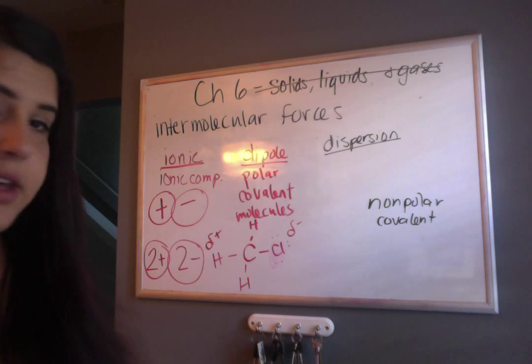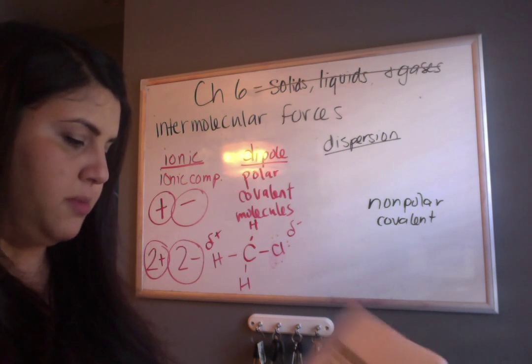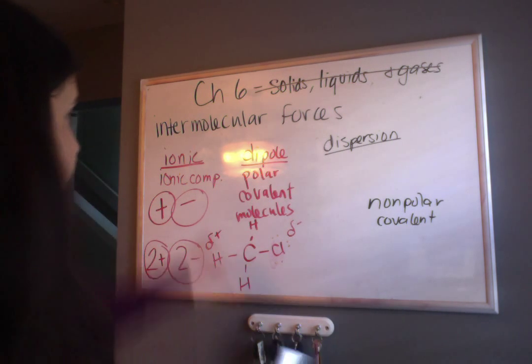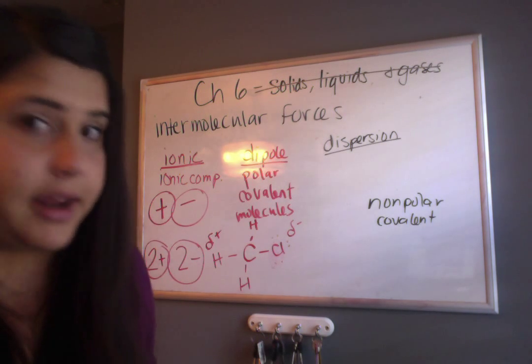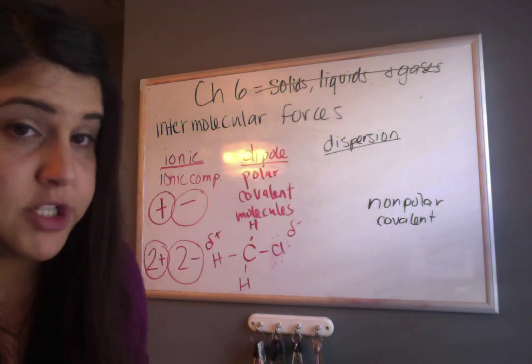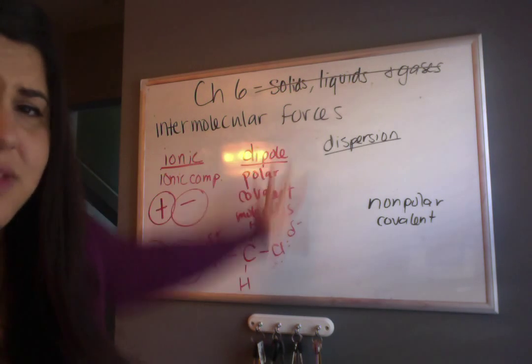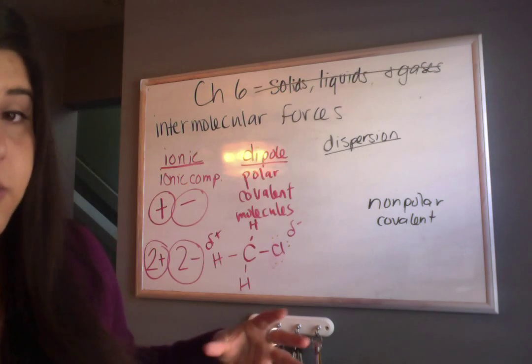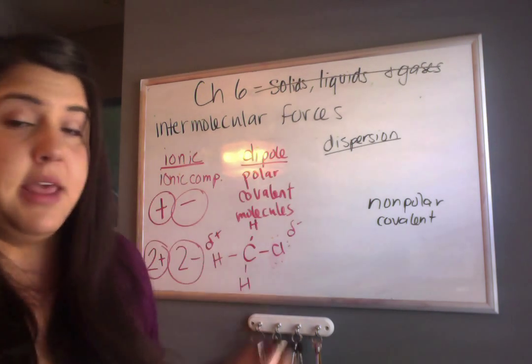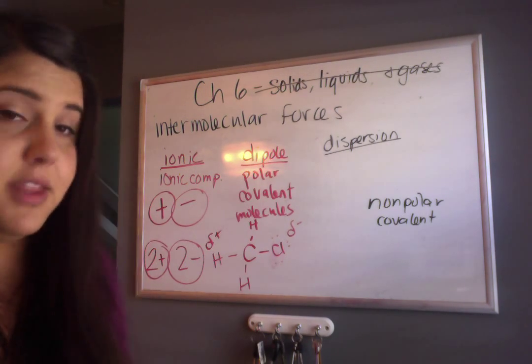Now, when we think of the strengths of these intermolecular forces, we think of ionic, again, as being the strongest. We think of dipole-dipole and hydrogen bonding. Hydrogen bonding is stronger than your average dipole-dipole, but we consider them in the same subsection. So ionic is the greatest, dipole-dipole is the second greatest, and dispersion would be the least great in terms of strength of the force.